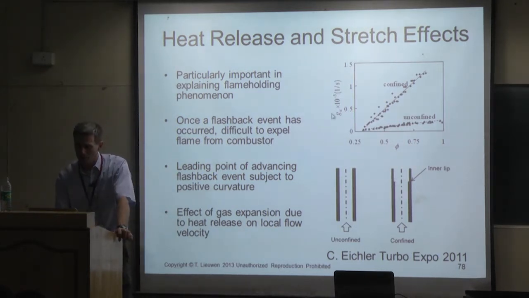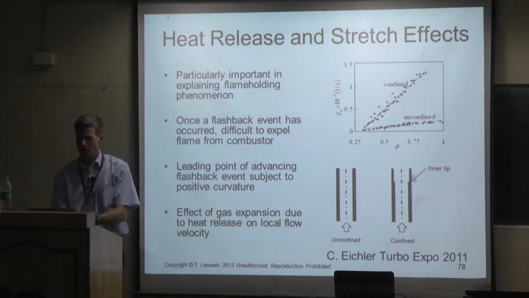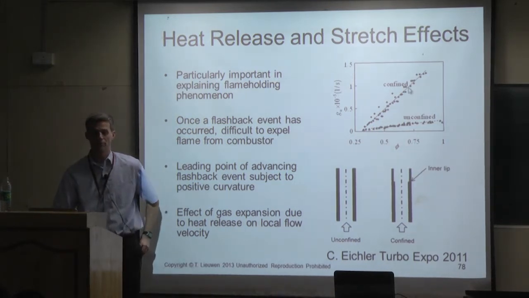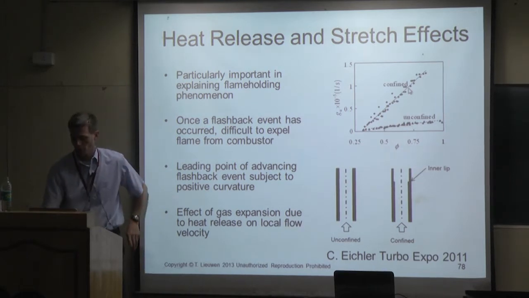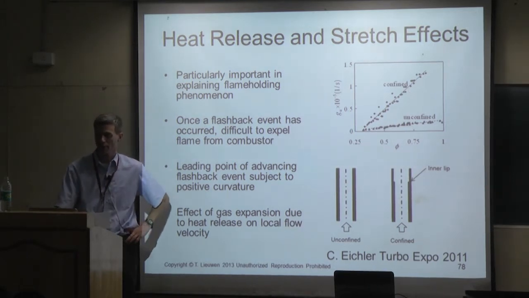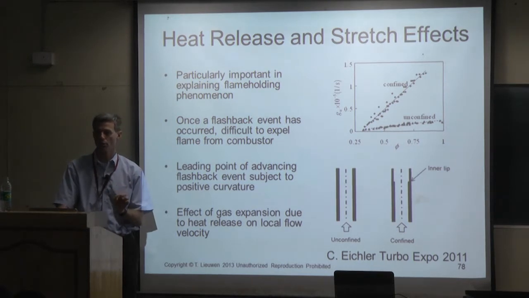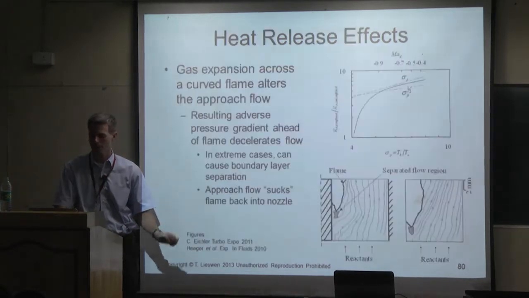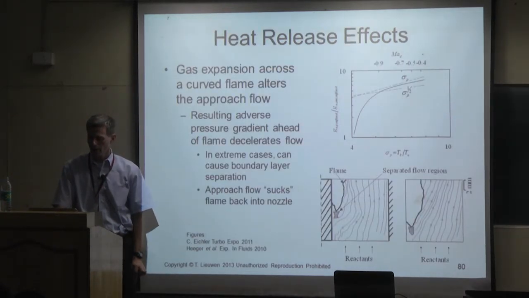So in fact, this is some of their data where they took an unconfined flame. This is the critical velocity gradient as a function of fuel-air ratio. As soon as they confined it, as soon as they went from just an open Bunsen flame to a step, the critical velocity gradient, you can see, went up by about a factor of 5. So the main thing is that the flame really changes the flow field. You cannot impose a flow field on a flame to look at problems like flashback.